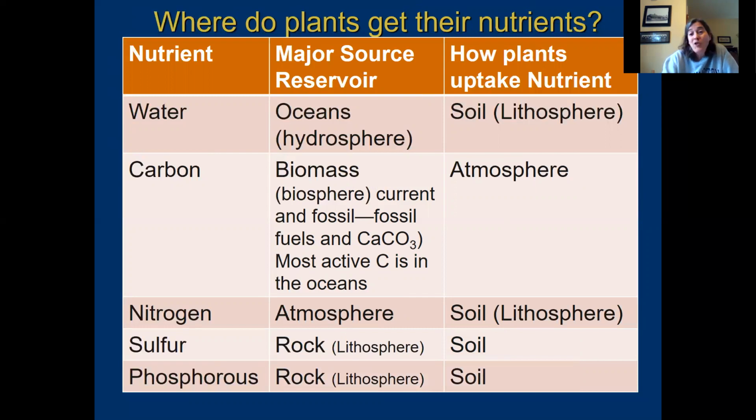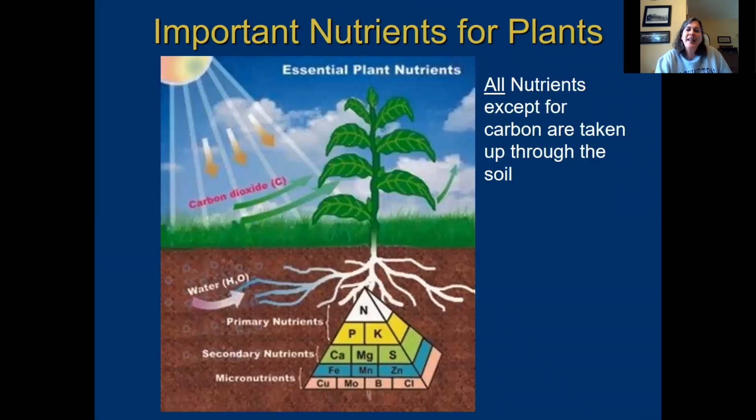The soil. So the major takeaway from this slide is that except for carbon, all of our nutrients we take up through the soil, which means that if we're not treating our soils well and we're depleting them or letting them wash away or blow away or whatever it is, we can really impact our ability to keep these cycles going and to raise enough food, etc. So final slide: again, the only nutrient that's taken up through the air is carbon. Everything else comes through the soil.